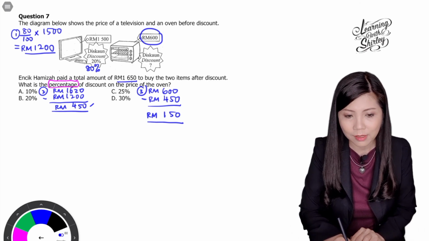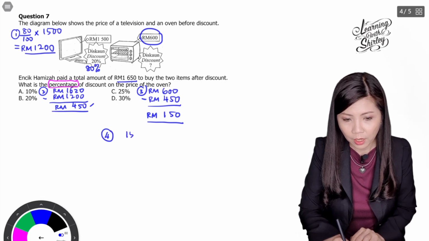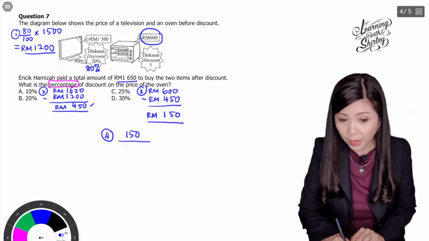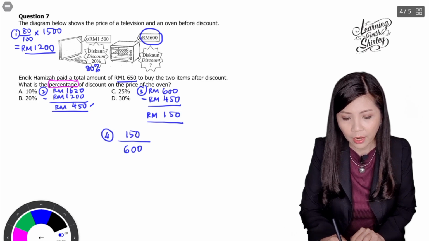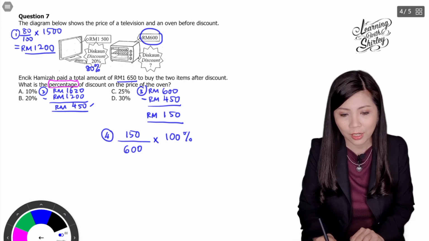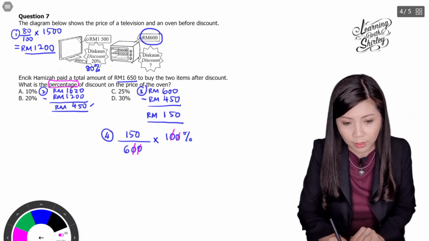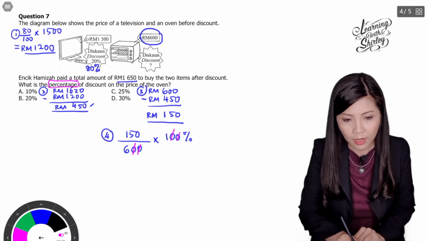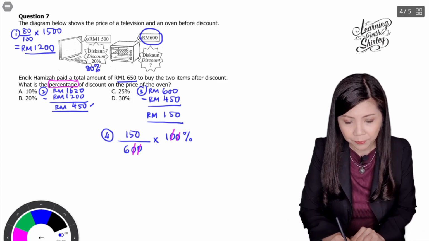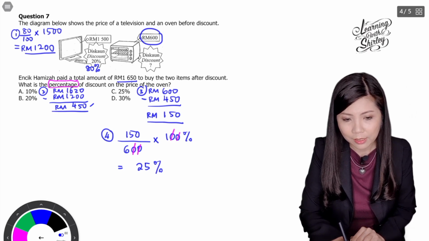Which is the final step. I'm going to write here step 4. So 150, which is the discount, over the original price, which is 600. Then times 100% because they want your answer to be in percentage. So let's do this. Cancel 2 zeros on top, cancel 2 zeros at the bottom. And then after that, we simplify this. So 150 divided by 6 is equal to 25%. And the answer is C.